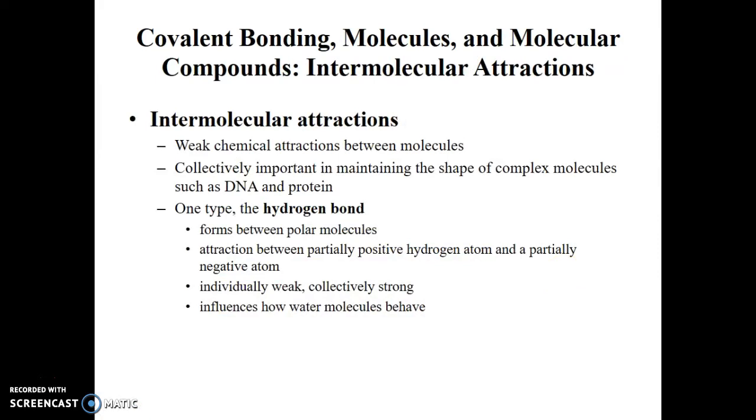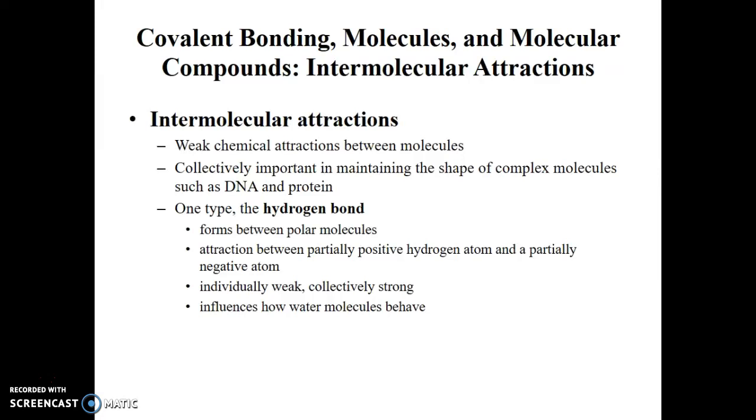The last type of interaction that we talk about is intermolecular reactions, like van der Waals reactions, but the main one that we talk about is hydrogen bonds. Hydrogen bonds and all intermolecular reactions are weak reactions, but even though they're weak, they collectively are very important in shaping a lot of our macromolecules. So the most important one is the hydrogen bond.